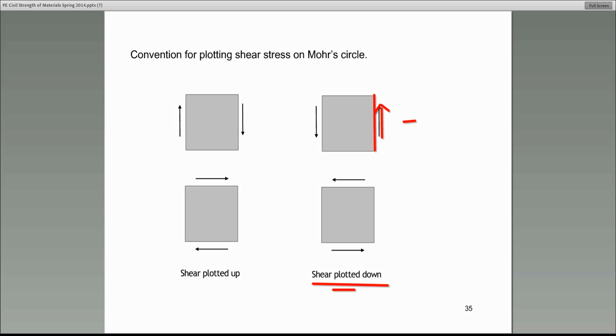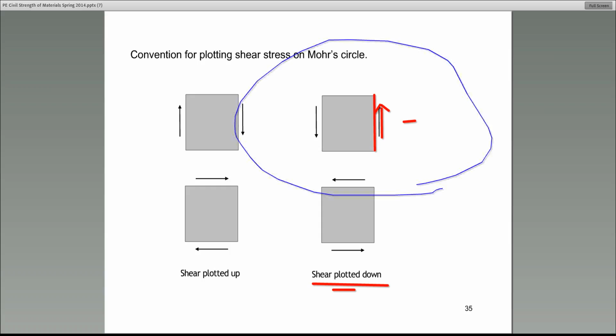Let me tell you another way of looking at it, a quicker way. Look at each one of these separately. Just look at the shear stress acting on one face. Does that shear stress acting on the face create a clockwise or counterclockwise rotation about the center of the block? Guys, to keep things in perspective, I'm trying to decide whether this shear stress, which would be the y-coordinate of the point on the circle, is plus or minus.